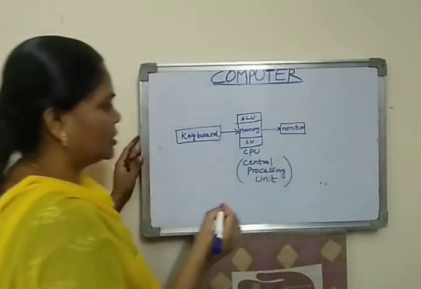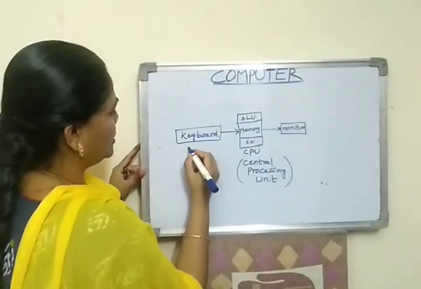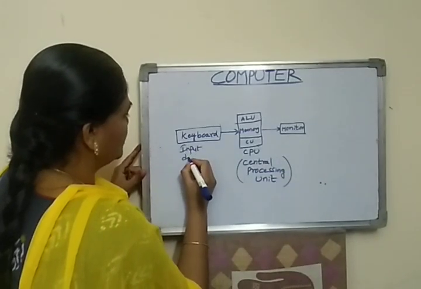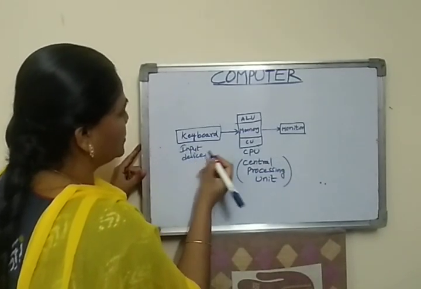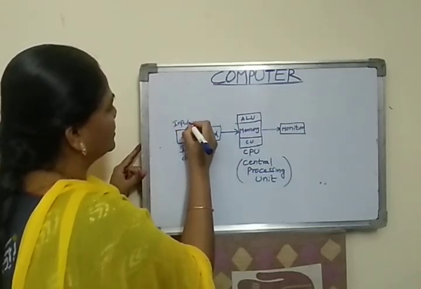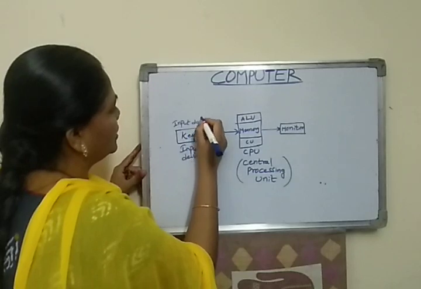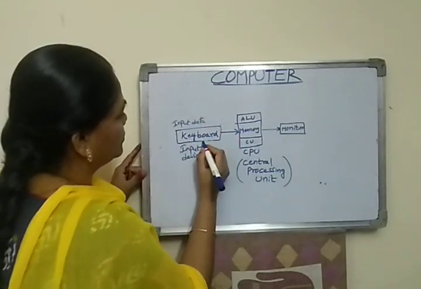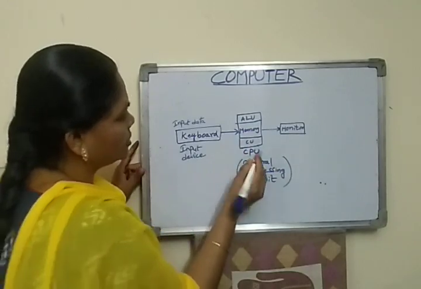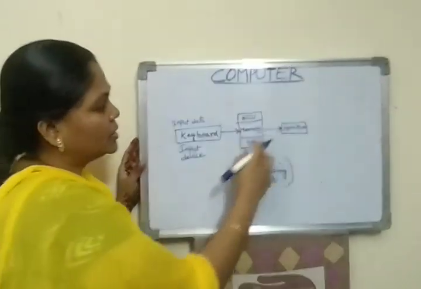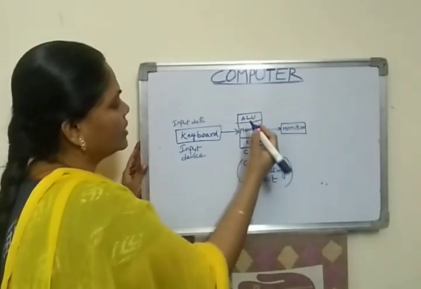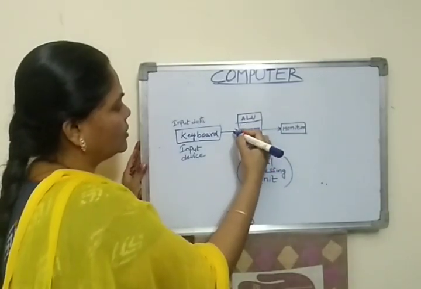Okay. This one. So here keyboard is input device. So from this input device, input data is given. Input data is given. Okay. And that data is sent to the CPU and it is displayed on the monitor. If any calculations are there, then it is sent to the ALU.